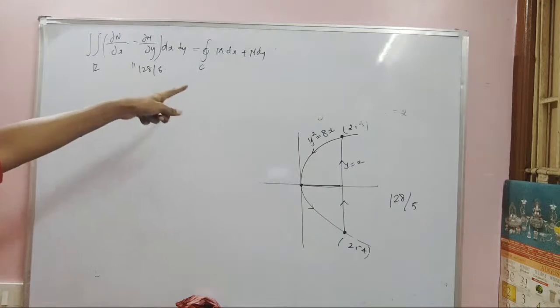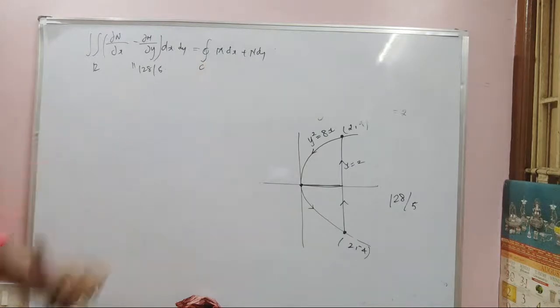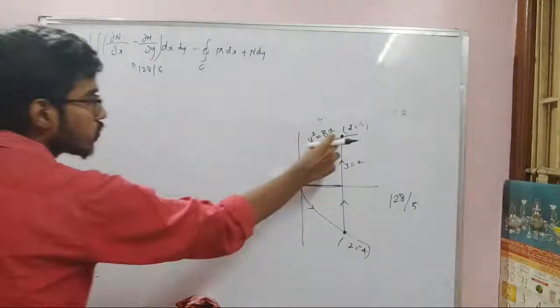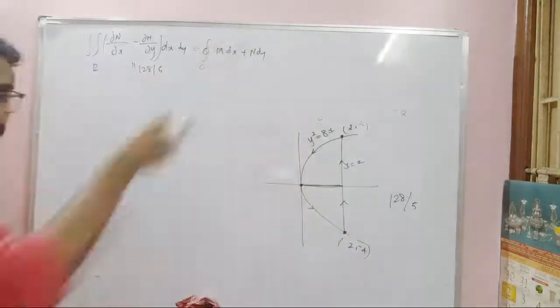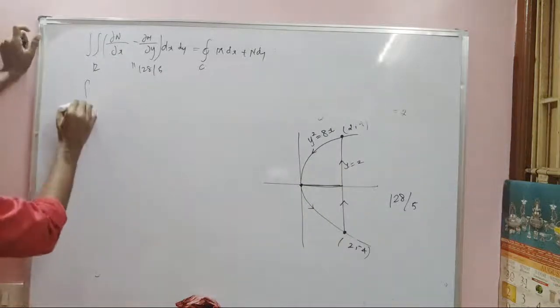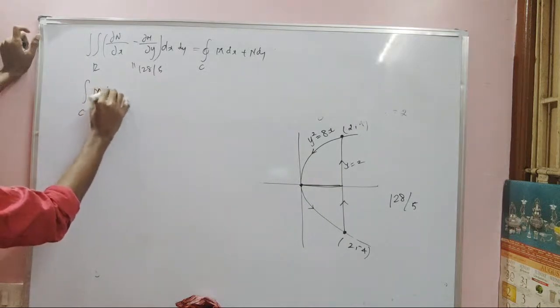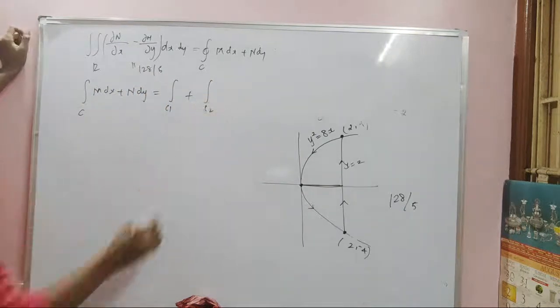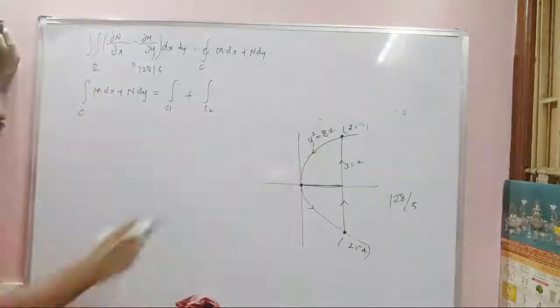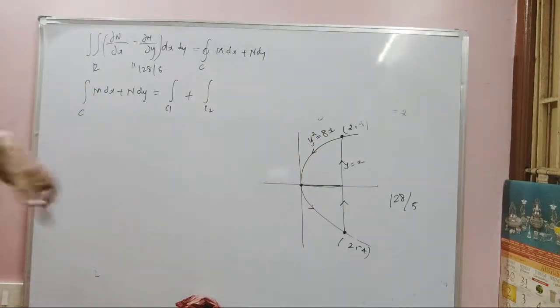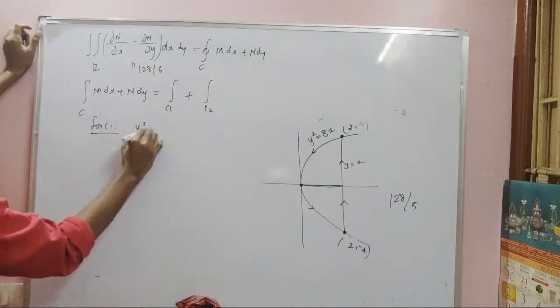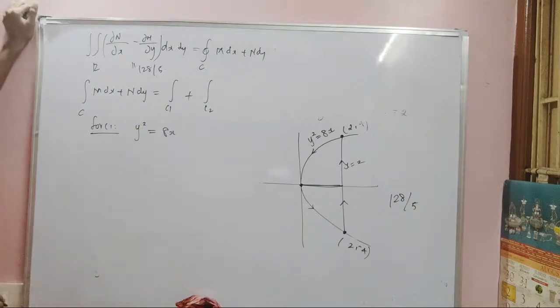Now we need to do this part and then we need to prove that this answer is also 128 by 5. So again we have two paths. y square is equal to 8x is one path and x is equal to 2 is another path. In order to find the integral over C of M dx plus N dy, we need to consider two paths, C1 and C2. C1 is the path y square is equal to 8x and C2 is the path x is equal to 2.